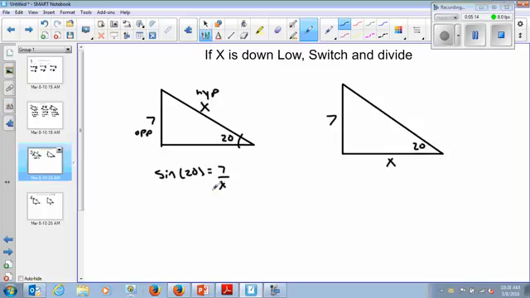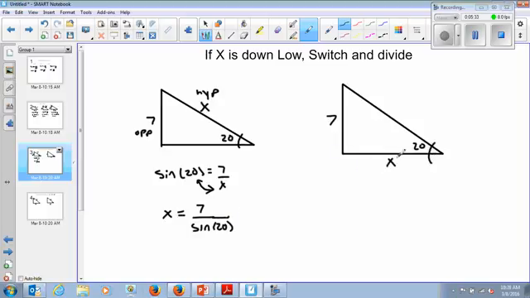Now this time x is down low. If x is down low, we switch x places with whatever's over here. So in this case, it's sine 20. We get x equals 7 over sine 20, which really means 7 divided by sine 20.